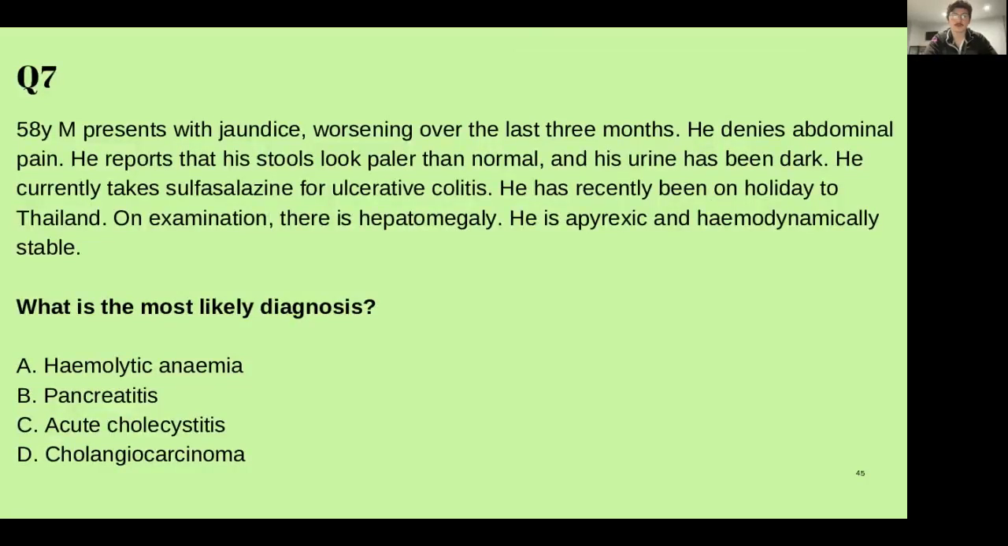It's really useful. So a 58-year-old man presents with jaundice, worsening over the last 3 months, denies abdominal pain. His stools look pale, his urine's been dark, he takes sulfasalazine for ulcerative colitis. He's recently been on holiday to Thailand. He has hepatomegaly, he's apyrexic, and he's hemodynamically stable. So what have we got here? Last question, just have a guess.